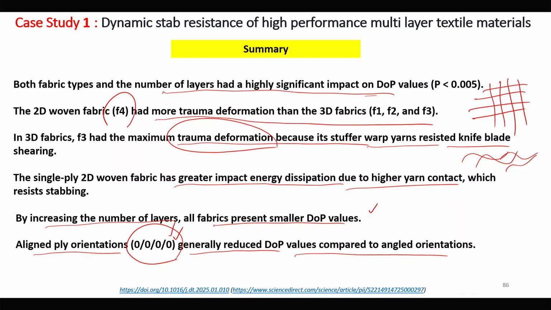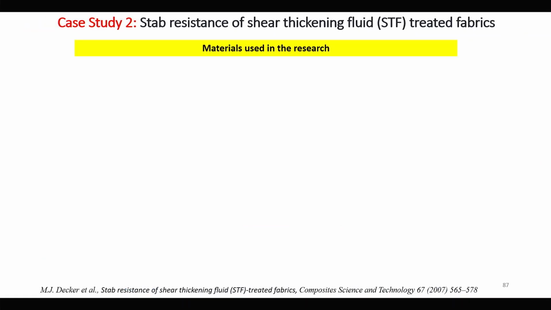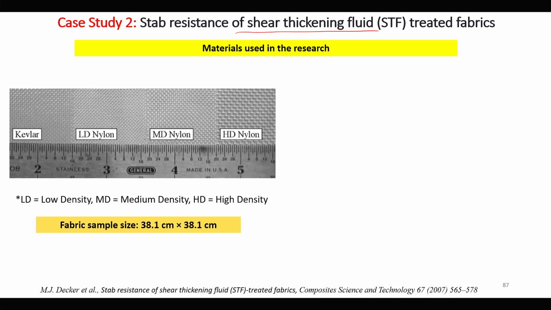Next study is for multilayer. Next study is on stab resistance characteristics using shear thickening fluid. The materials which are used here: one is Kevlar, then low density nylon, medium density nylon and high density nylon.